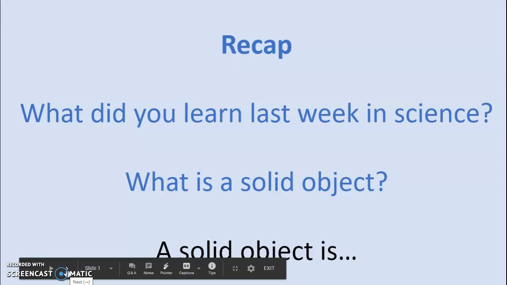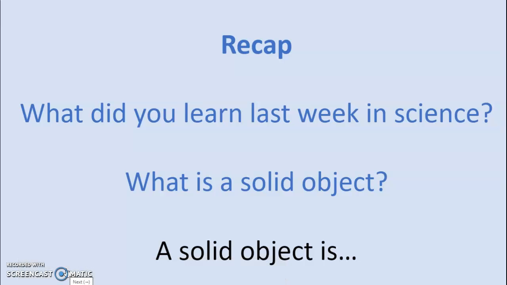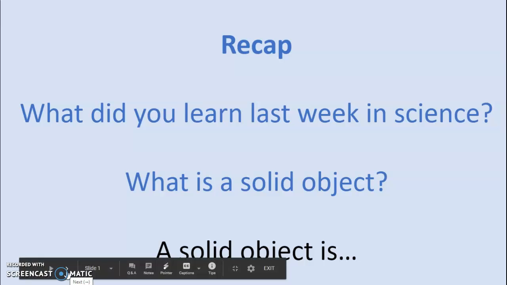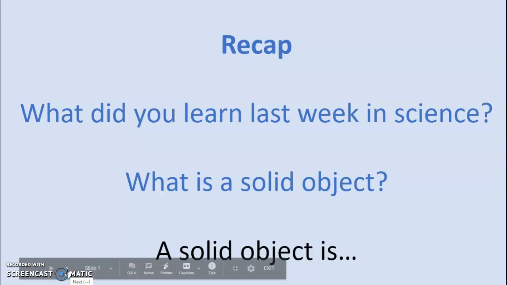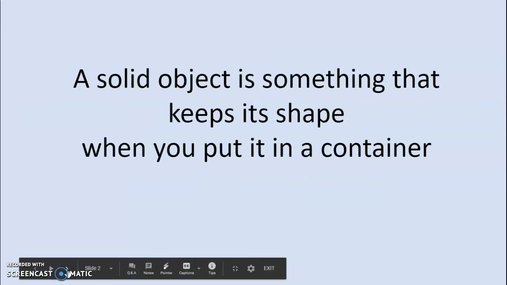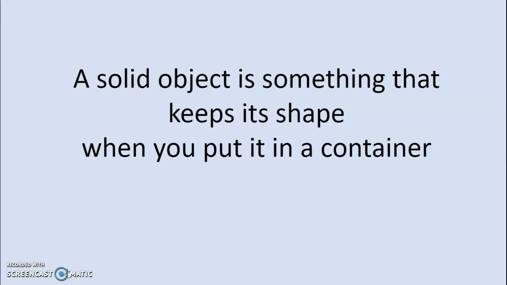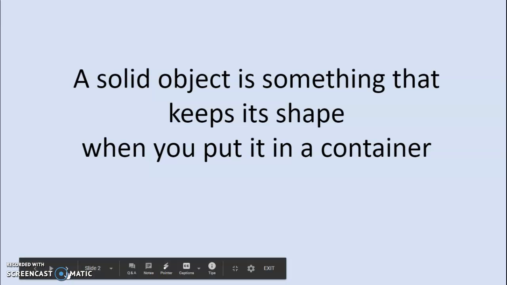What is a solid object? I want you to have a think about that. I want you to finish this sentence starter off for me. A solid object is... okay, have a think about it before I show you the answer. So a solid object is, okay, a solid object is something that keeps its shape when you put it in a container. Did you get that right?